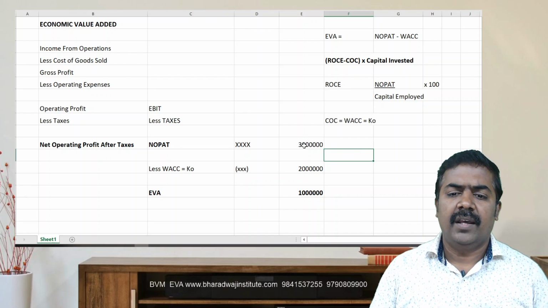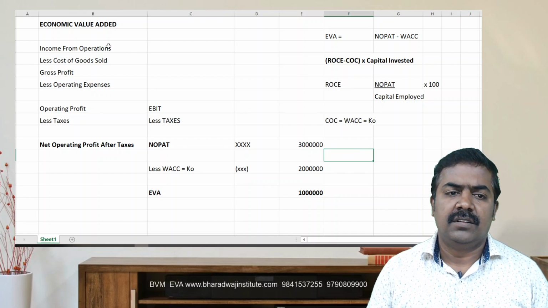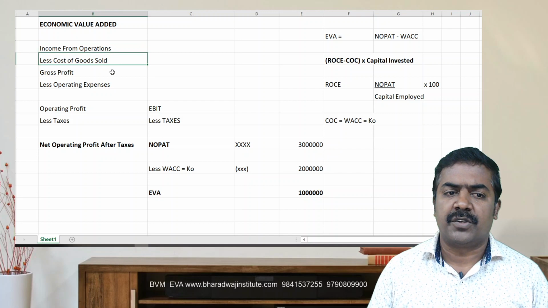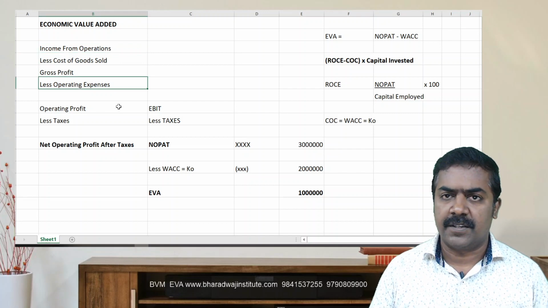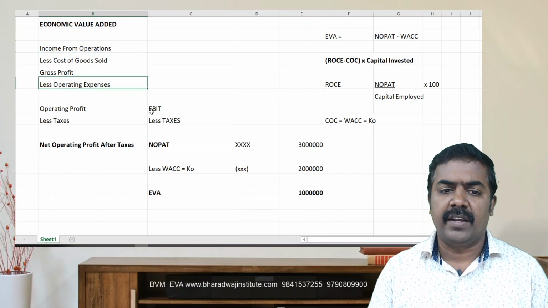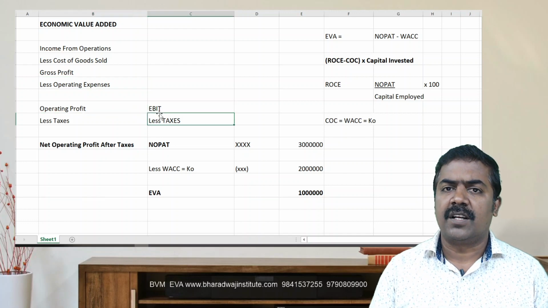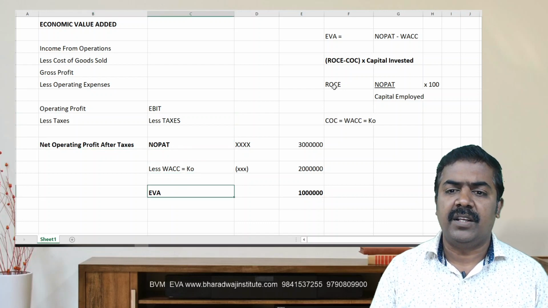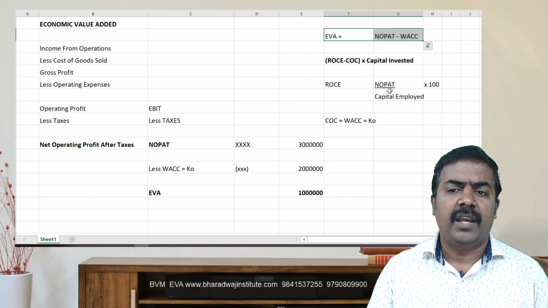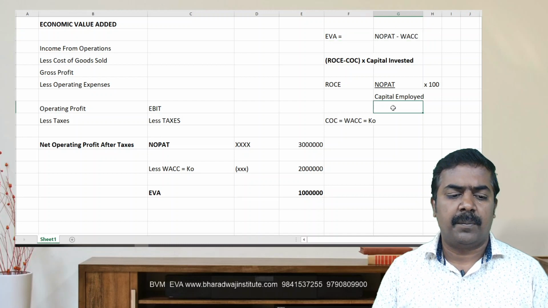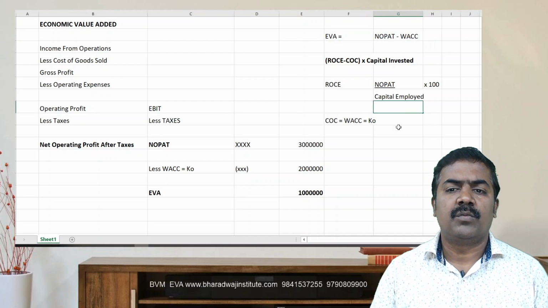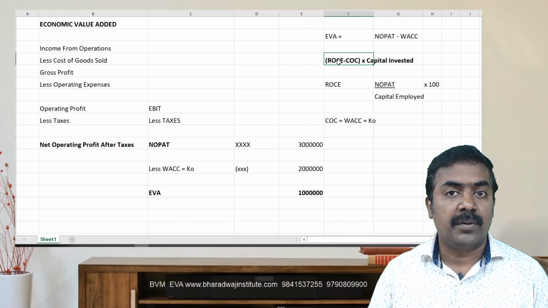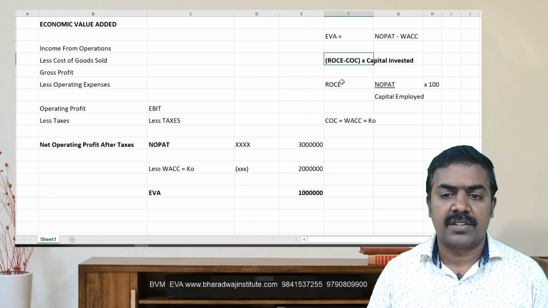How to work out? This is the thing. Income from operation minus cost of goods sold, gross profit minus operating expenses. Cash and non-cash expenses also we will take. We get operating profit, otherwise called as EBIT, minus taxes, we get NOPAT. Minus weighted average cost of capital, we get EVA. That's the first approach. NOPAT minus weighted average cost of capital gives us which one? Economic value added, or return on capital employed minus cost of capital into capital invested.